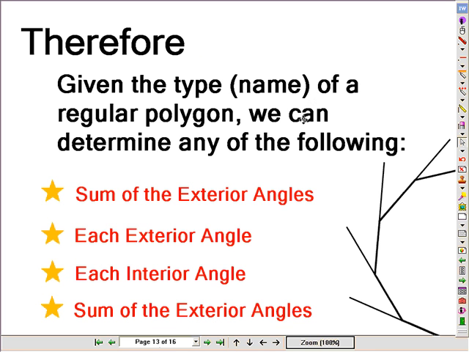So that brings us to our final idea that we can find the angle measures of anything. That is, given the name of the polygon and that it's regular, we can determine the sum of all of the exterior angles. It's a constant. We can determine one exterior angle. And knowing that they make linear pairs, we're going to determine one interior angle, which means we know all of the interior angles put together.